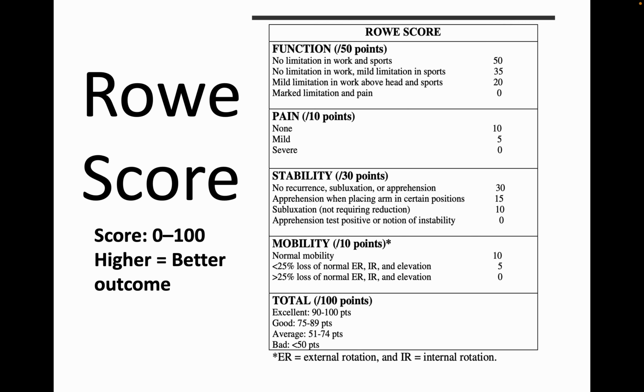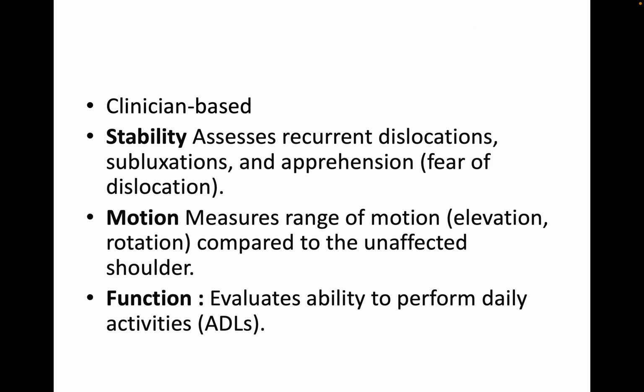Again, 50 points is for stability, 30 is for function, and 20 is for motion. You can see all the points here. It is a clinical based scoring system. We don't use radiographs, MRIs, or X-rays in this scoring system, so it is easily done in the OPD scenario.